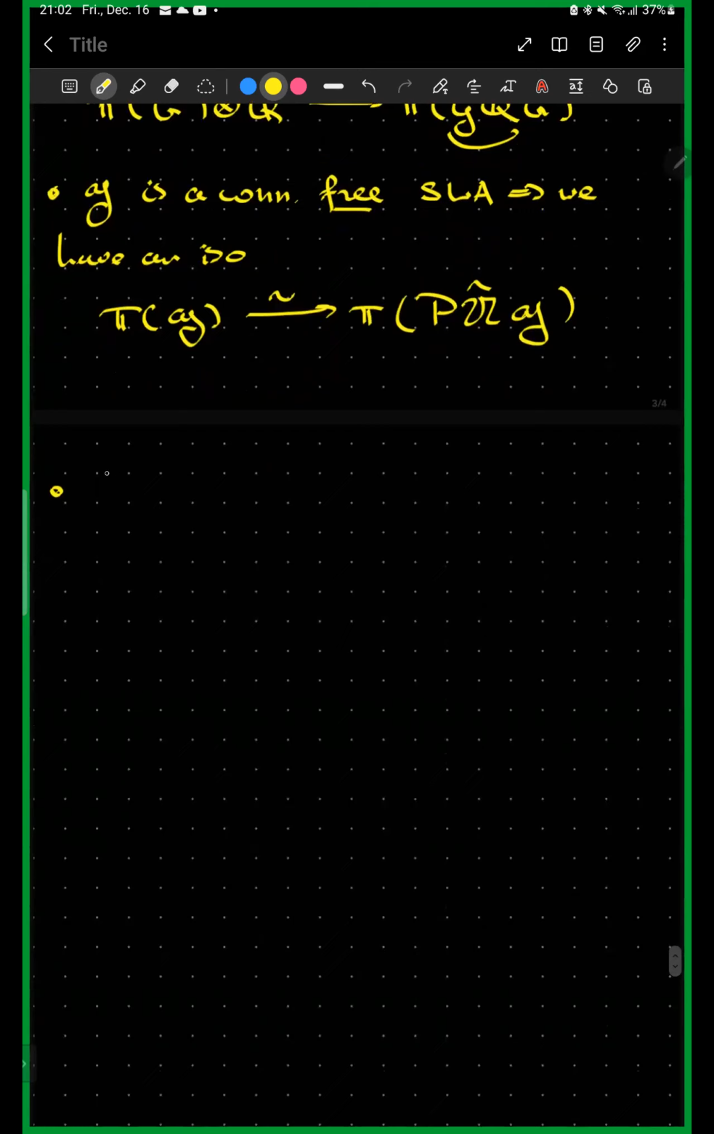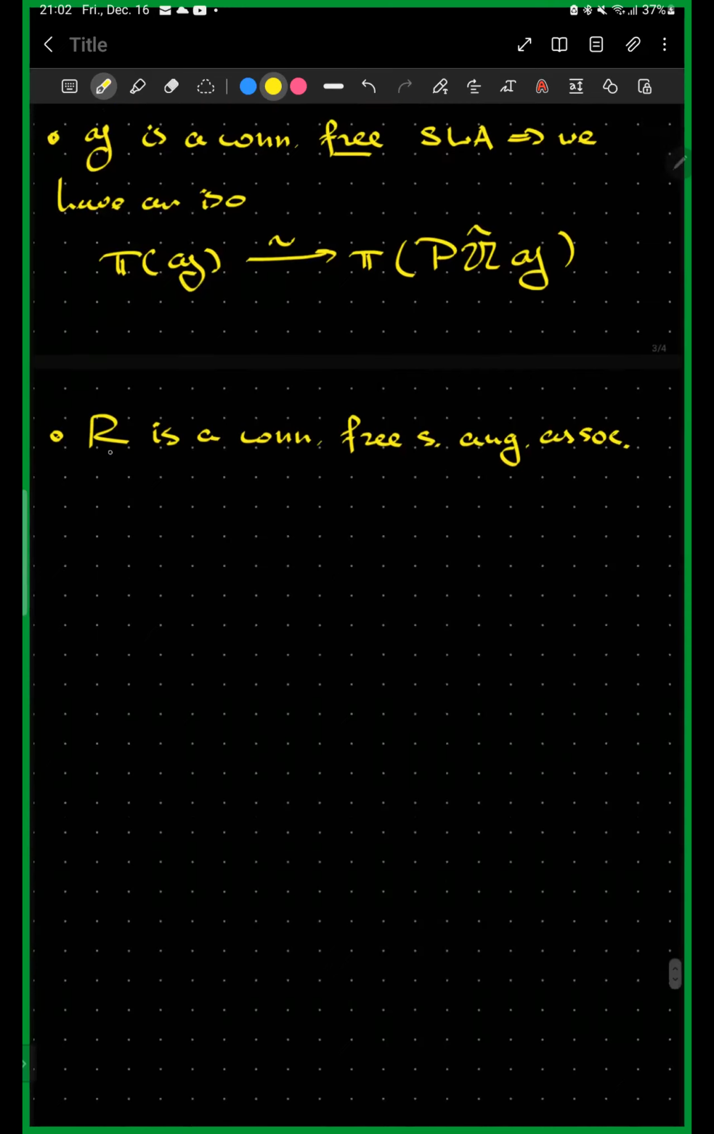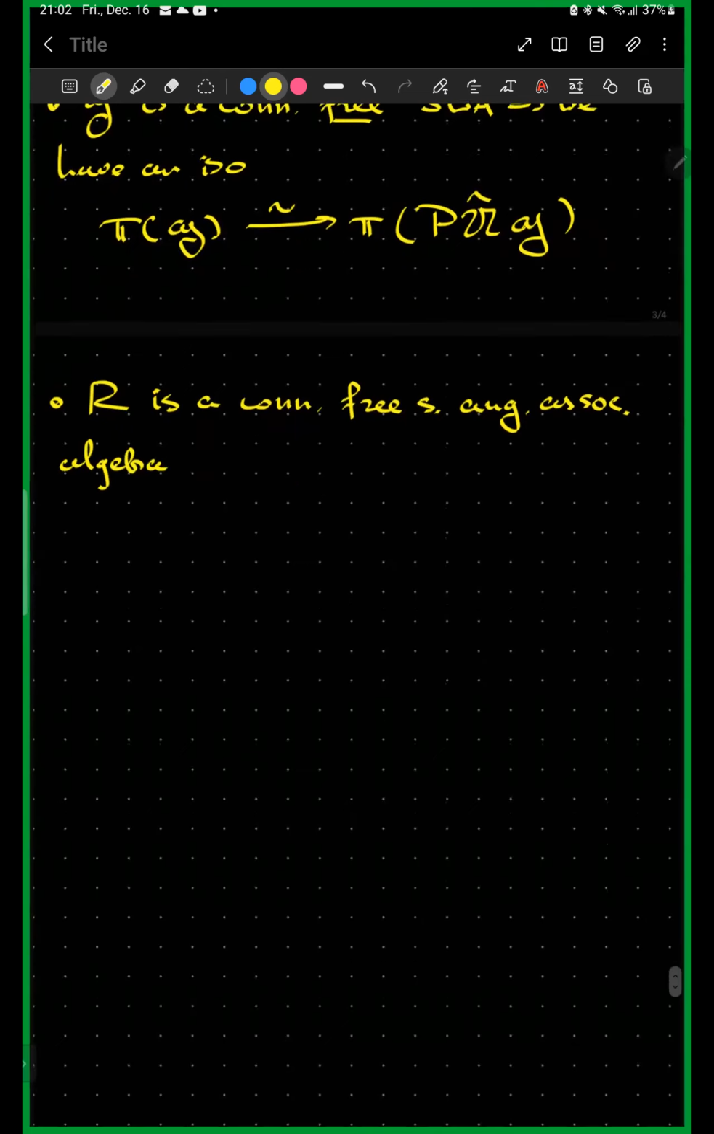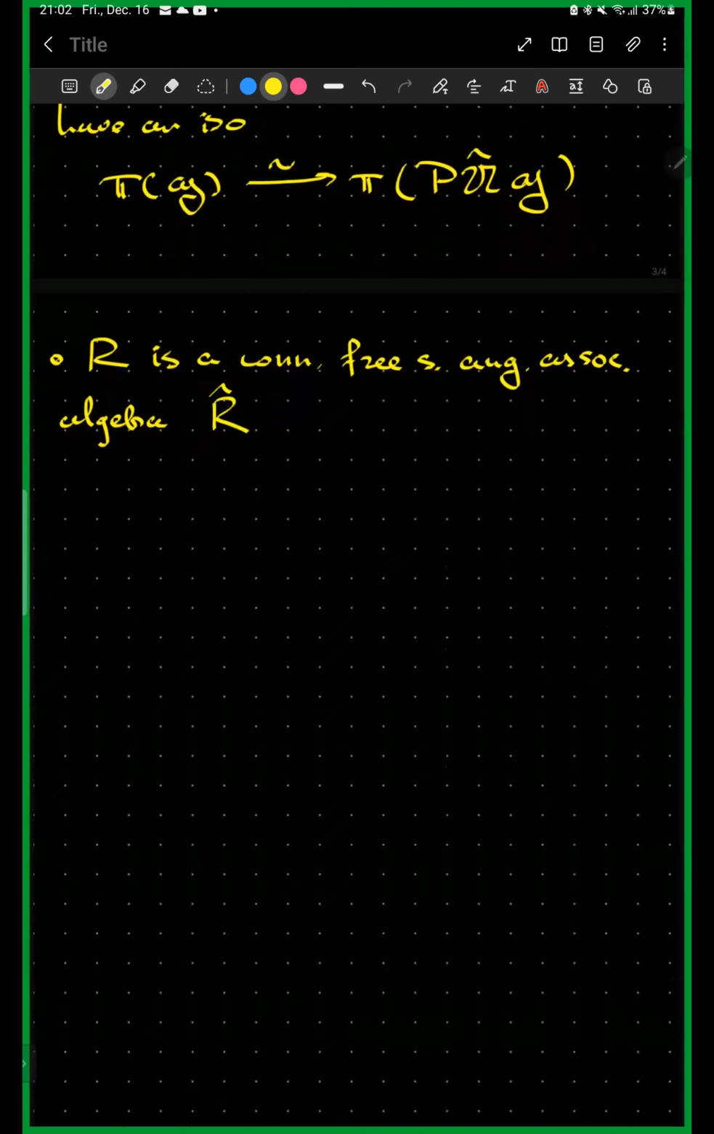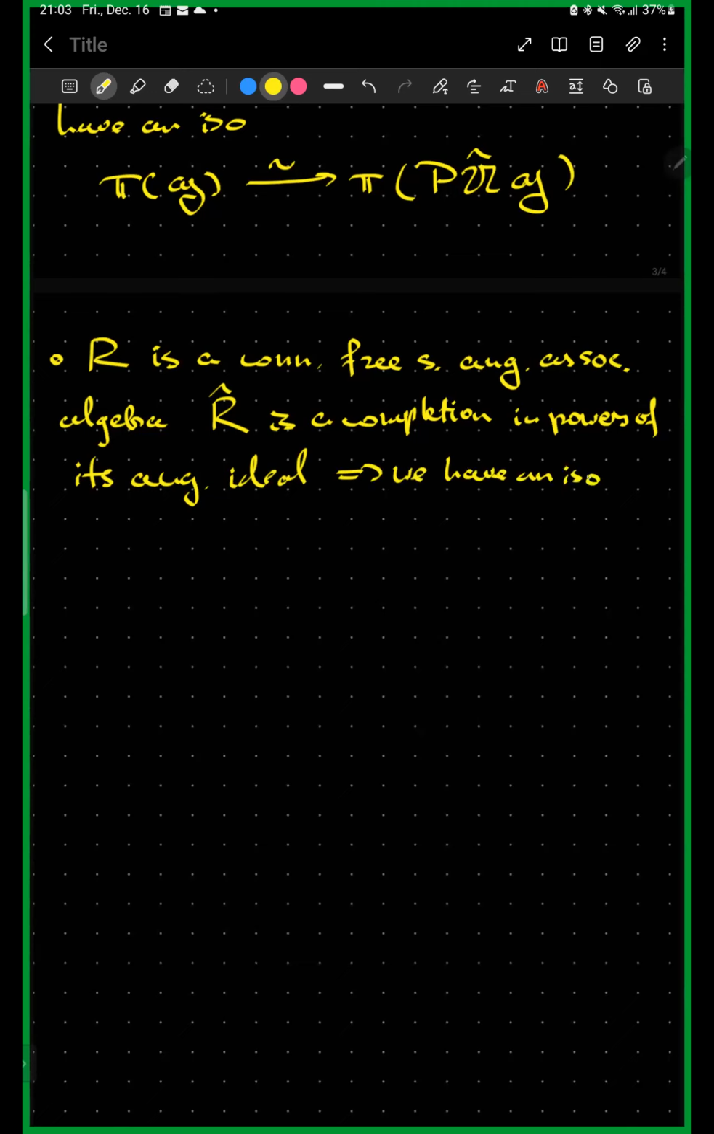And finally, if R is a connected free simplicial augmented associative algebra, and R hat is the completion with respect to powers of its augmentation ideal, this means that we have an isomorphism which looks like this.